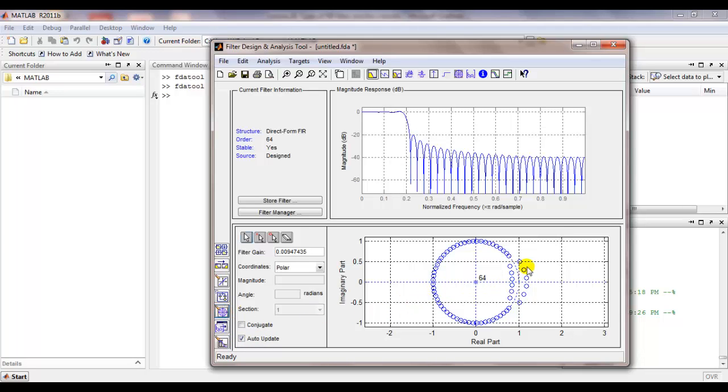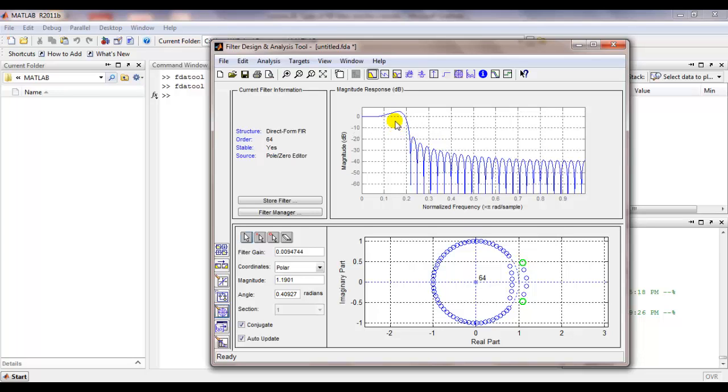I'll just pick this group of zeros, and you see what is the effect of this zero as I'm moving it away, right? Because I moved it away, this is making my response in the low pass go higher. So this is sort of like taming the response in the low pass region. The purpose of these zeros is that.